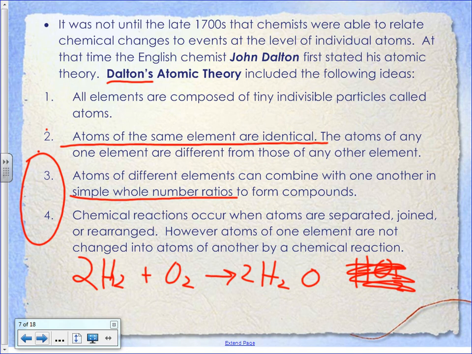It's kaboom. All right, and fourthly, chemical reactions occur when atoms are separated, joined, or rearranged. I don't change the atoms. I just change who they're with. But the atoms themselves stay the same.